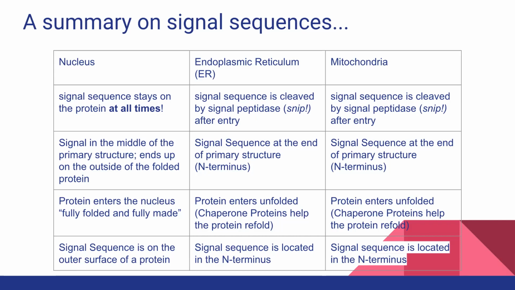So for both the ER and mitochondria, once the protein is fully entered, chaperone proteins inside the ER or mitochondria will help the protein to fold up. And finally, all right, I've said this a bunch, but at the bottom is just a reiteration of where you're going to find those signal sequences. Any questions on that? Okay, great.